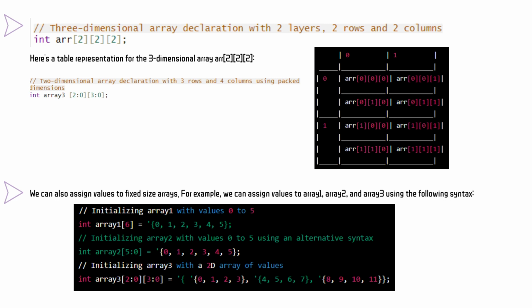Finally, we can manipulate fixed size arrays using loops. We can use a foreach loop to iterate over each element of a single-dimensional array, while a for loop is useful for iterating over each element of a two-dimensional array. In the video, we provide an example code to demonstrate how to manipulate arrays using loops.